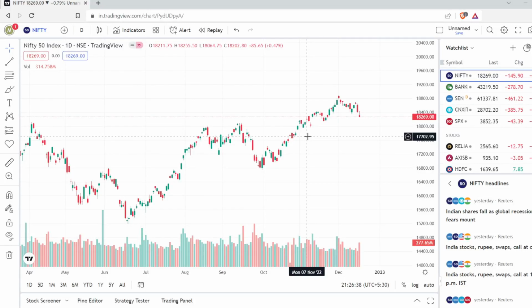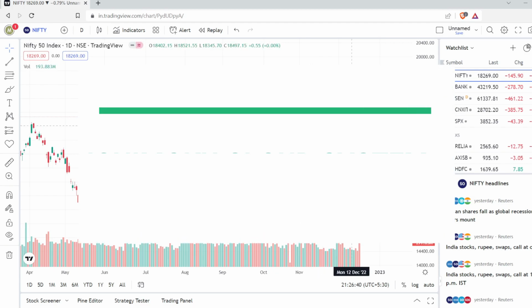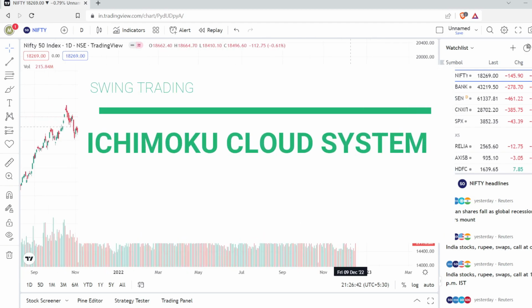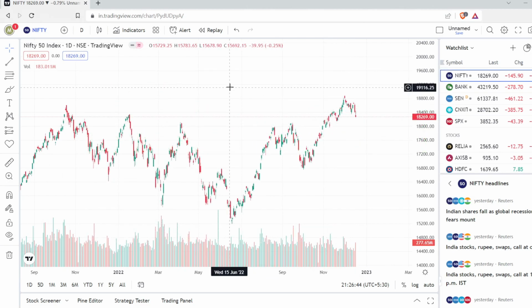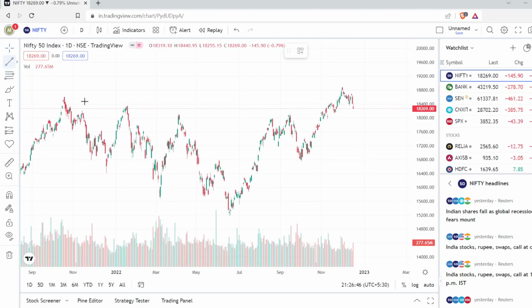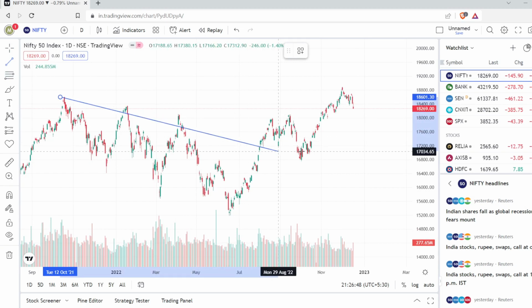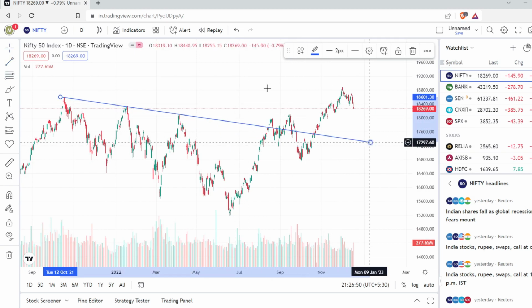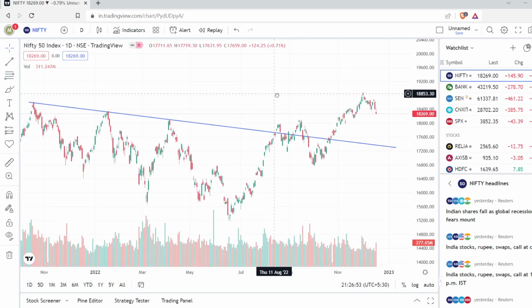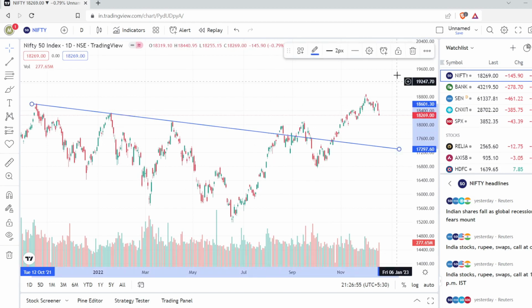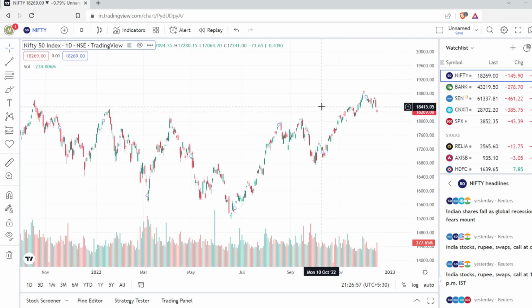Today we are going to talk about the Ichimoku cloud system. This is a trading system, trading indicator rather, which is to be used for swing trading specifically on the daily time frame. I'll show you everything that is to be done for using this for swing trades.